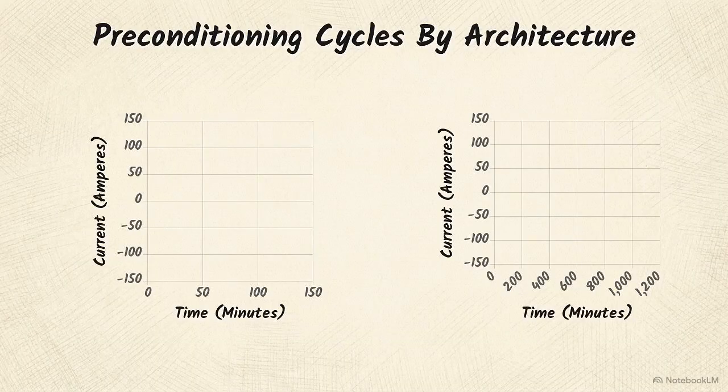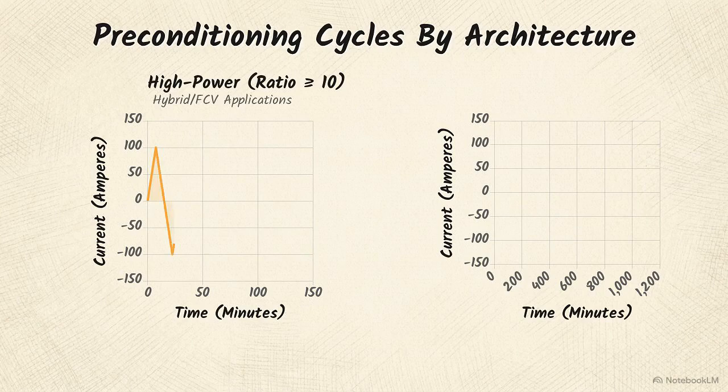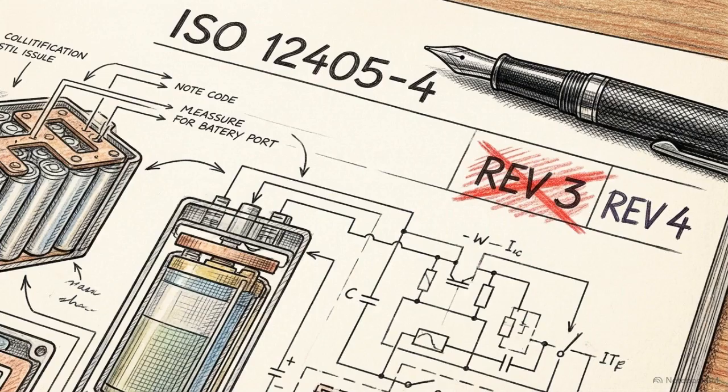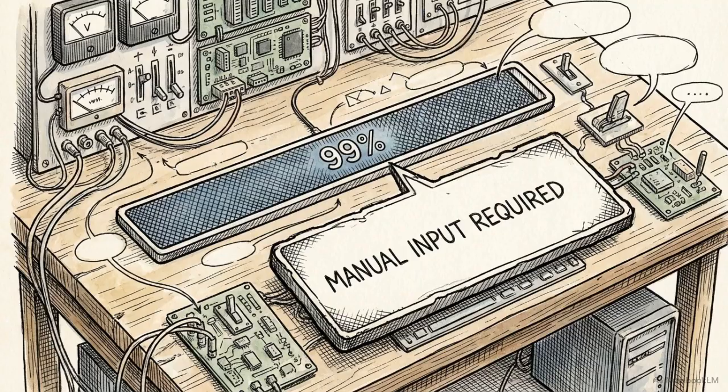This chart tracks preconditioning protocols based on mathematical categorization. On the left, high-power hybrid architectures require 5 deep cycles at a rapid 2C discharge rate. On the right, high-energy architectures require 3 wider, sustained cycles at a slower C3 rate. While the standard recommends these specific cycles, it does permit suppliers to suggest alternative currents if those match their internal factory testing. However, the cycling does not end simply because the required number of passes is reached.